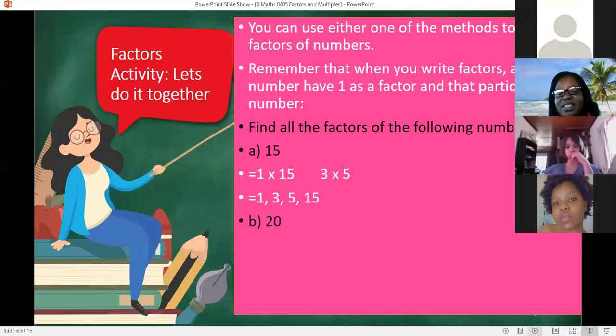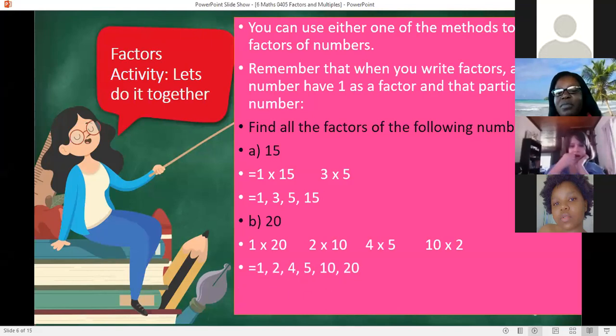You can clap hands for yourself. You did well. So as Tafika has told us, the factor pairs are 1 times 20, and then 2 times 10, then 4 times 5, and 10 times 2. So after you have gotten the factor pairs, you can list them. If you see that there's a number that is repeating, like here, 2 times 10 and 10 times 2 is the same thing, so there was no need for me to do that. So it's 1, 2, 4, 5, 10, and 20. You list them in ascending order from smallest to biggest.